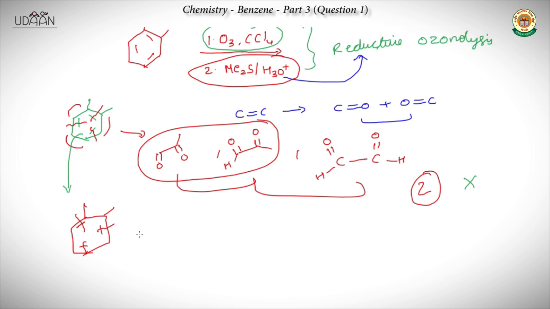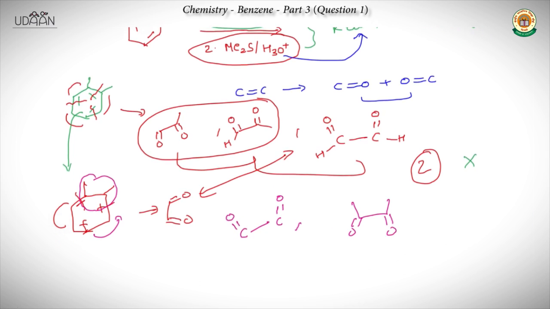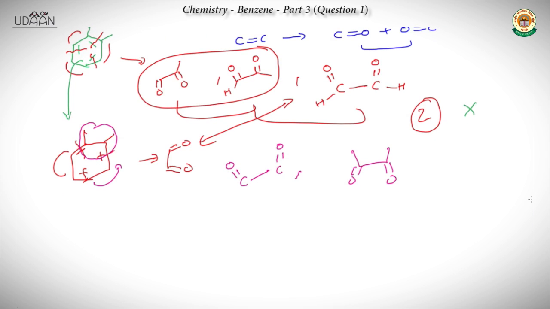From this part you will get double bond O, which is the same as this one, and from this part you will get C double bond O and double bond O here, which is the same as the previous one. Whereas from this part you will get this one, a diketone compound. So if you see the number of different products obtained, they are this one and this one and this one.